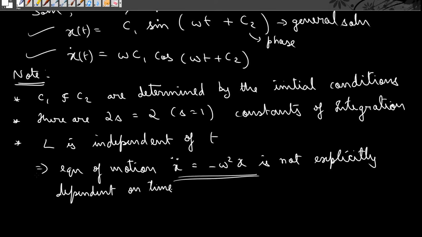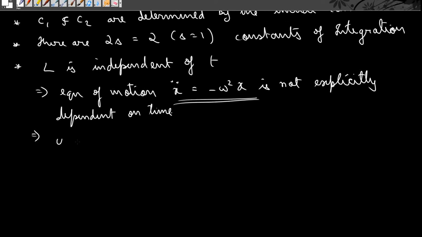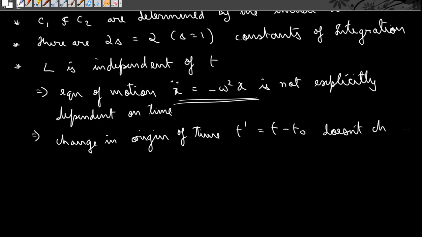All right. So what is the consequence of this? It implies it doesn't matter what origin you choose in the time axis, right? So let me just write that down first and I'll explain it in more detail. So this implies a change in origin of time. If we define a new time variable as t minus t naught, this doesn't change the equation of motion, because ultimately that is what we are interested in. We need to know the equation of motion. Once we know it, we can of course calculate the rest of the things like x of t, x dot of t, and so on, right?